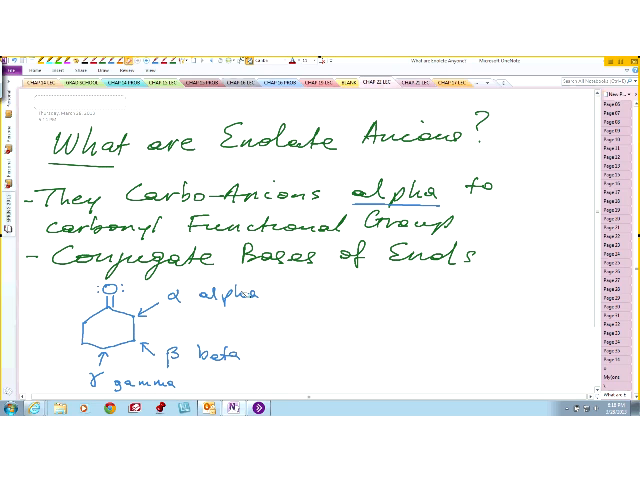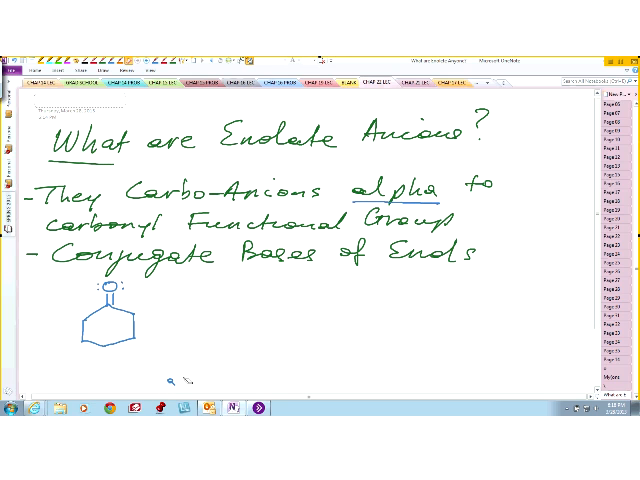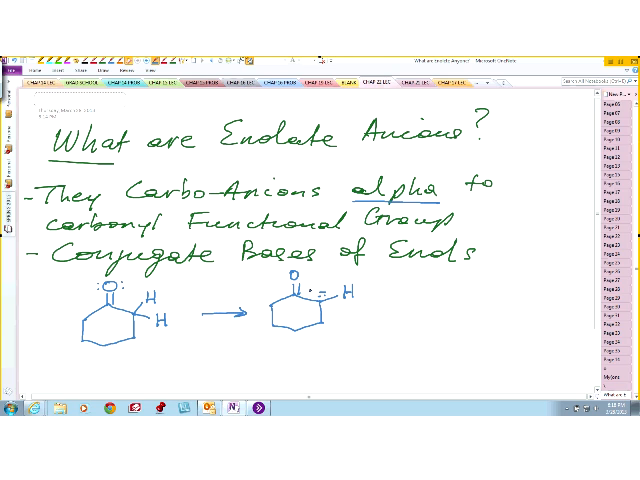Now you could then imagine, supposing we are able to remove one of these hydrogen atoms on the alpha carbon to form this molecule here. To form that anion, now we call this an enolate anion.